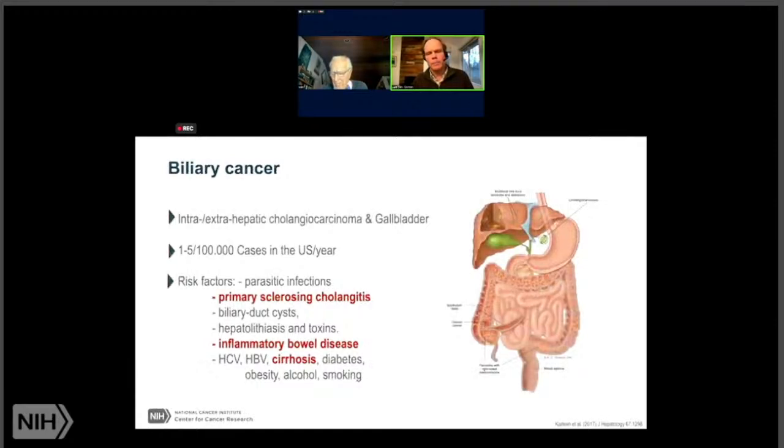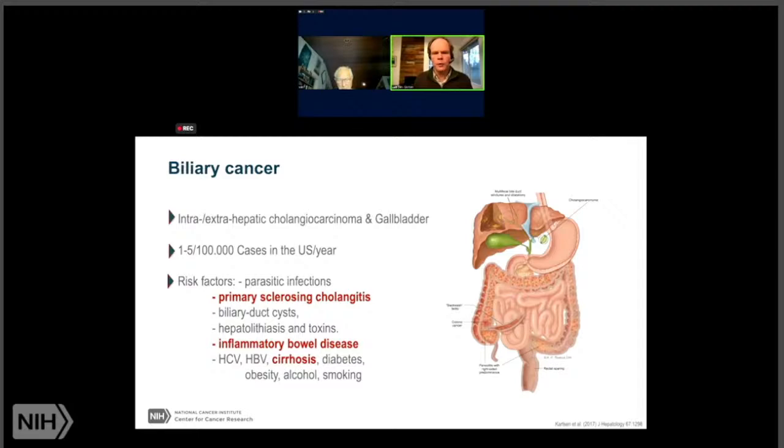Now I would like to change gears again and tell you about biliary cancer. I already mentioned this at the beginning, to explain a second, different mechanism by which gut commensal bacteria can control anti-tumor immunity. Biliary cancer is a relatively rare primary cancer of the liver.